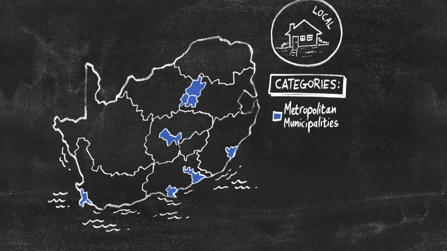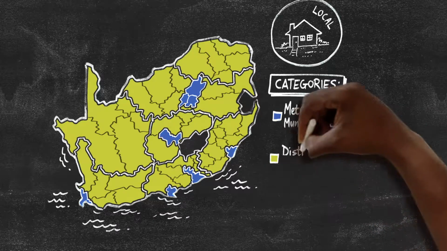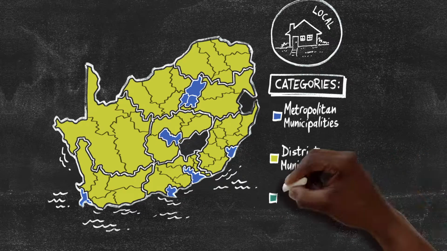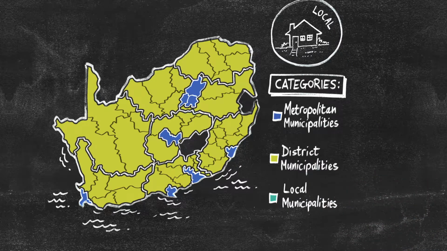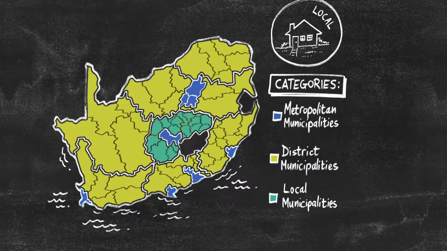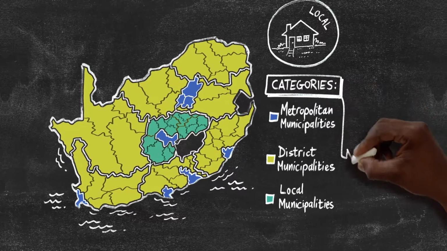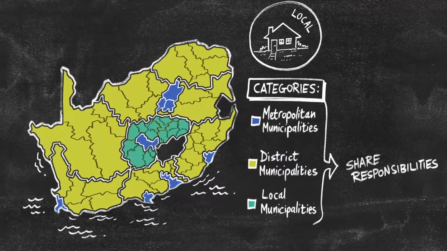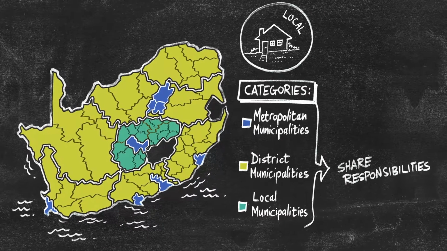District municipalities are made up of several local municipalities grouped together in one area to share the workload and resources. Finally, areas outside the 8 metropolitans fall into local municipalities. There are over 200 local municipalities in South Africa. These administrations share the responsibilities to deliver services with local municipalities.